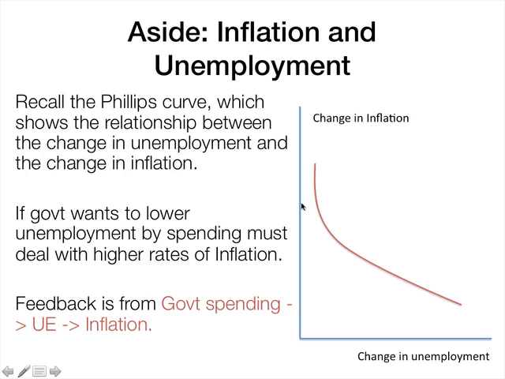So let's say you were at a fairly high level of inflation. For a high level of inflation, you get a low level of unemployment. And similarly, if you want to reduce unemployment, if you want to run back up this curve, you have to suck it up and deal with a higher level of inflation. That is what the Phillips curve represents. It represents a negative relationship between unemployment and inflation. It is, in a sense, a policy trade-off.